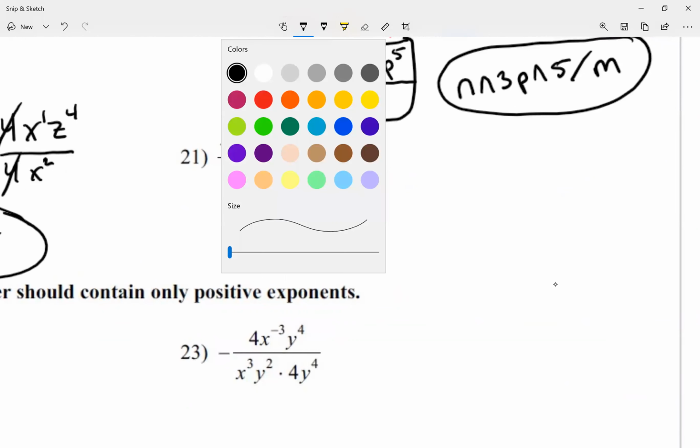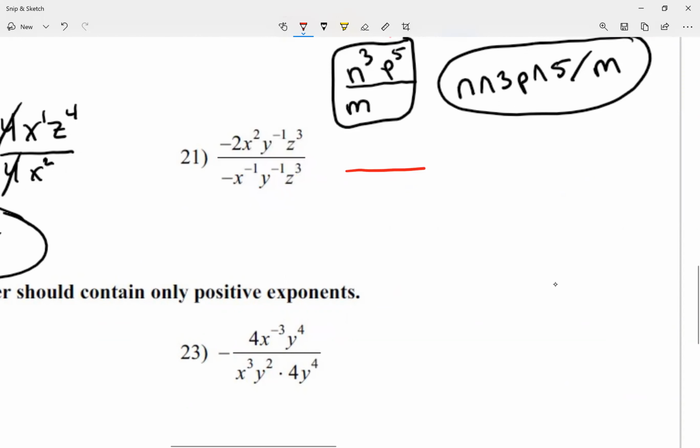Let me deal with the negative exponents first. So I'm looking at what I have on the top, just the top. There's a -2 on the top. My x squared, I'm going to leave it on the top. Now my y, I'm going to bring it to the bottom. And my z, I'm going to keep it on top, z to the 3rd. Anything that had a negative exponent, I bring it to the bottom.